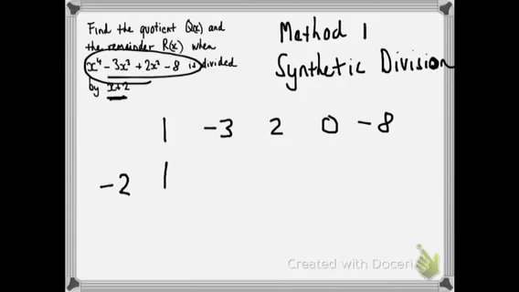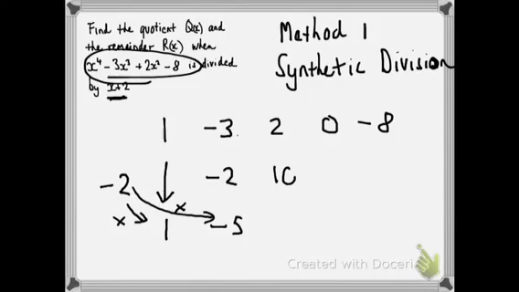Now, first of all, we bring down the 1. We take that 1 straight down, and then we multiply negative 2 by 1, which is negative 2. We then add the two numbers here. Negative 3 plus negative 2 is negative 5. Then we multiply again. Negative 2 multiplied by negative 5 is 10. Then we add. 2 plus 10 is 12.